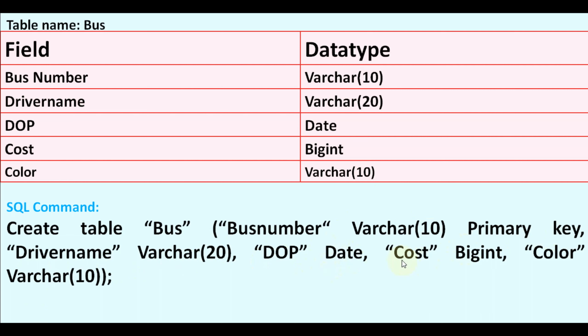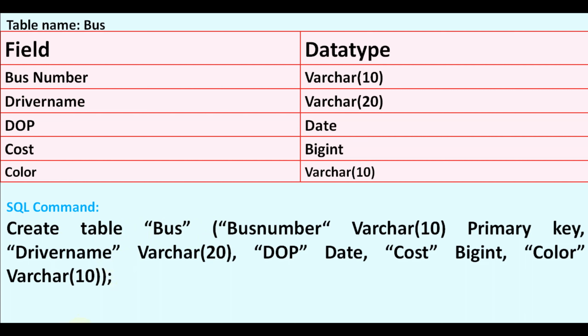Thereafter next column is cost, data type is bigint, and thereafter last column is color, and data type is varchar and length is 10. So here again you can see that just to create this table I am using the create command, and thereafter table is mentioned, thereafter table name, and after that in the small brackets all the fields with their data type is mentioned one by one, and thereafter a semicolon just to end this statement.